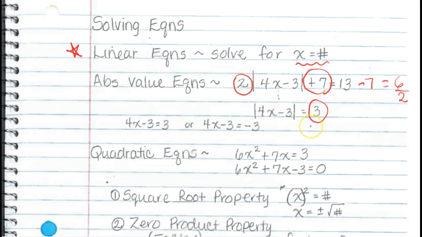Now that I have the absolute value isolated, I can separate and get two answers, meaning that the absolute value, which is right here, can either be a positive 3, or what's inside, which is the 4x minus 3, can be a negative 3. And notice I have two linear equations, and we should be able to solve that.